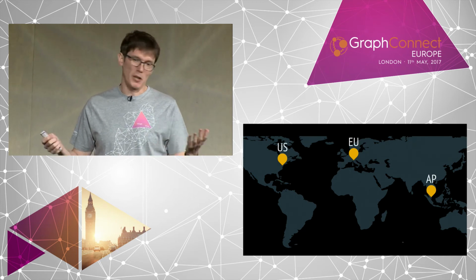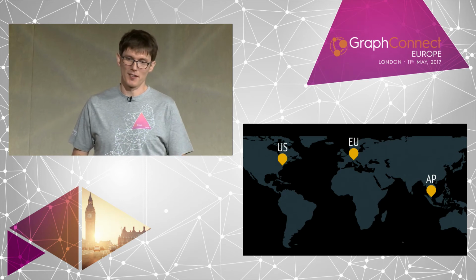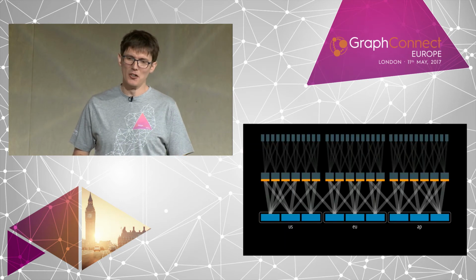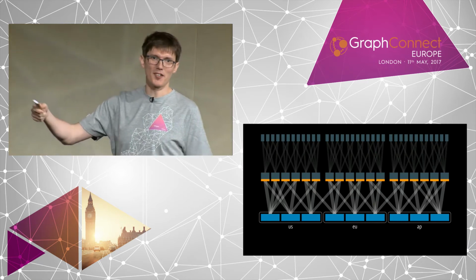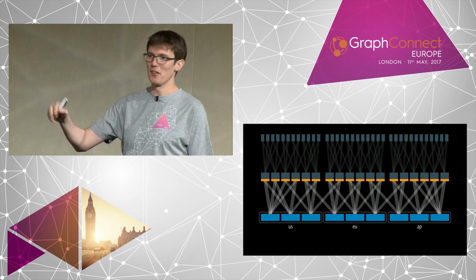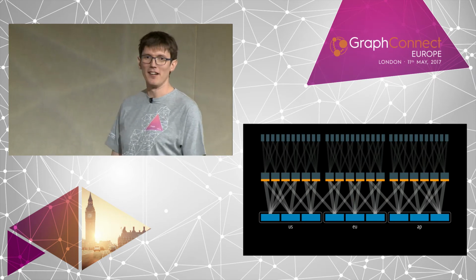And we could call them US, Europe, and Asia Pacific, for example, is where we could put our data centers. How does that look in Neo4j? Well, it's pretty simple. We just have a cluster, and we say these servers on the left are in the US, the servers in the middle are Europe, and the ones on the right are in Asia. Easy. And this works already.